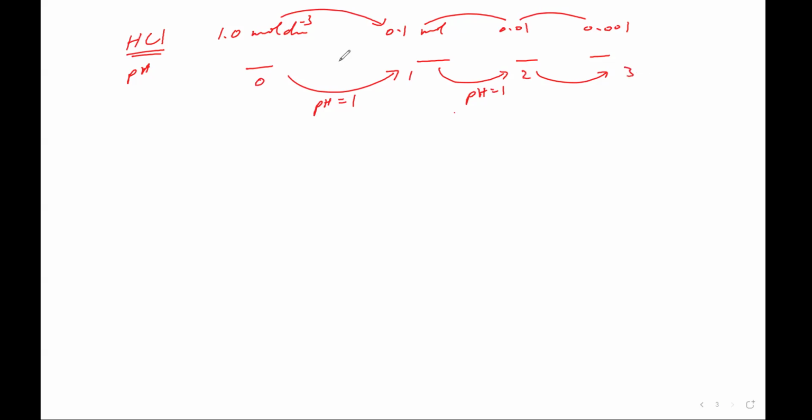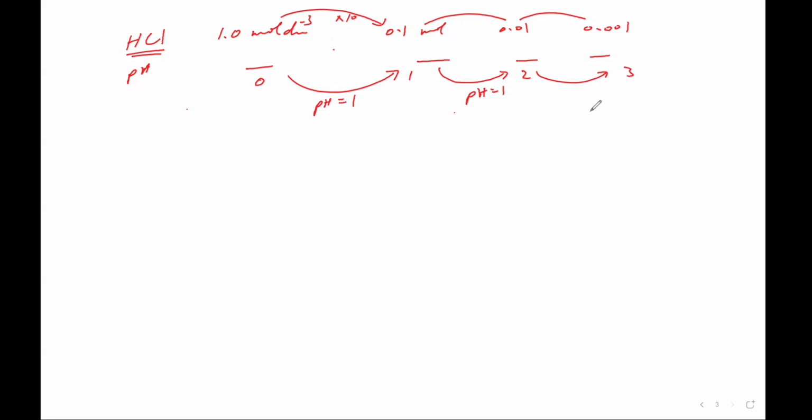So here you will see that as we calculate the pH of a strong acid, as it is diluted 10 times, the pH values will differ by 1 unit, from 0 to 1, from 1 to 2, from 2 to 3.